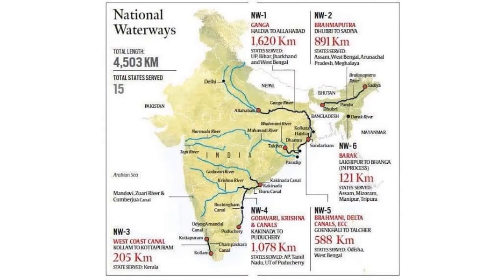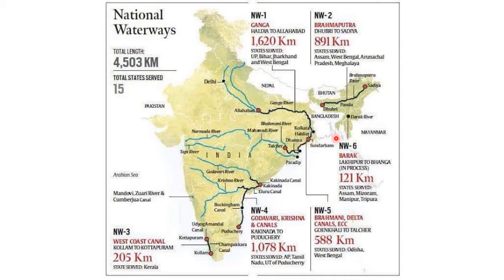Now this map depicts all the waterways in a single map. Now as you can see on the screen here, the first waterway is from Allahabad to Haldia. The second waterway is Assam, Sadia to Dhubri. Then the third waterway is Kollam to Kottapuram. Here, see how small it is. The fourth waterway is Krishna Godavari rivers, that is from Kakinada to Puducherry, and then the fifth national waterway, that is on the Brahmani Delta canals.